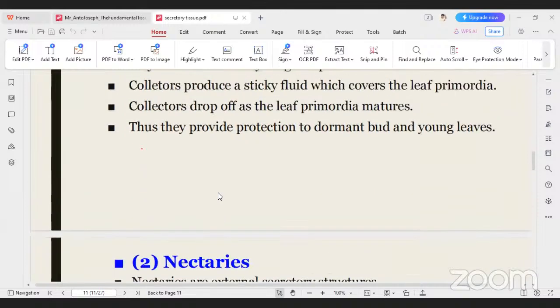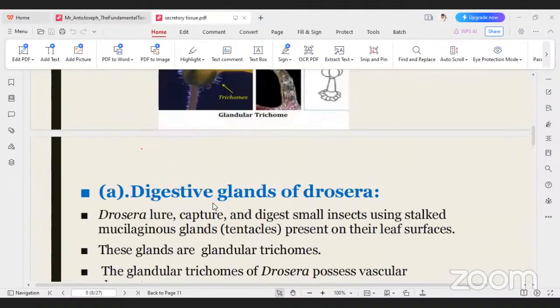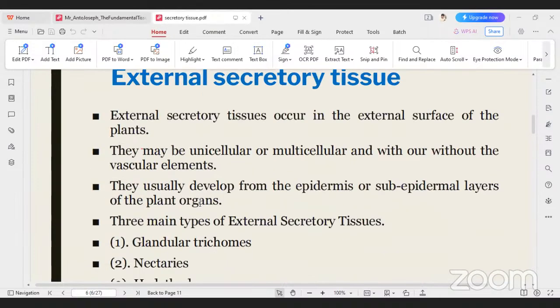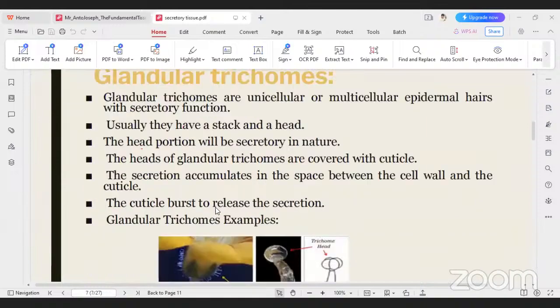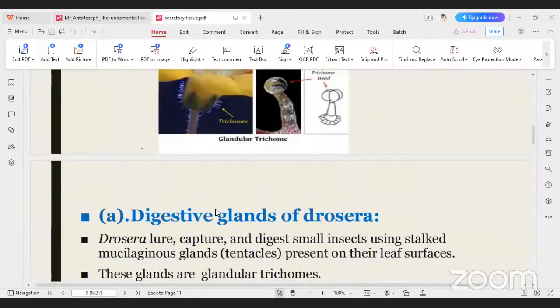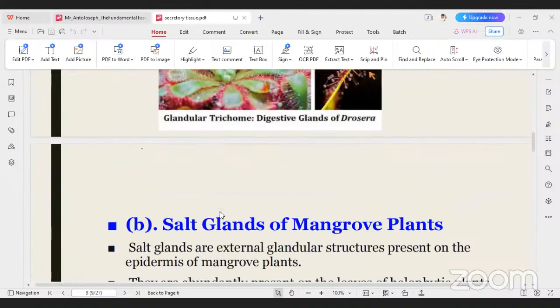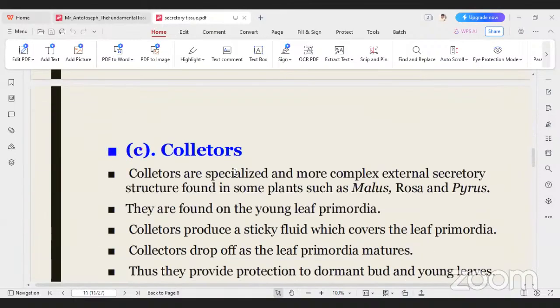And nectary is another specialized tissue. One is completed. That is glandular external secretory tissue. Glandular trichome completed. The glandular trichome is present in insectivorous plants, for example Drosera, and another type is present in mangrove plants to remove excess of salt, and another type is collectors.